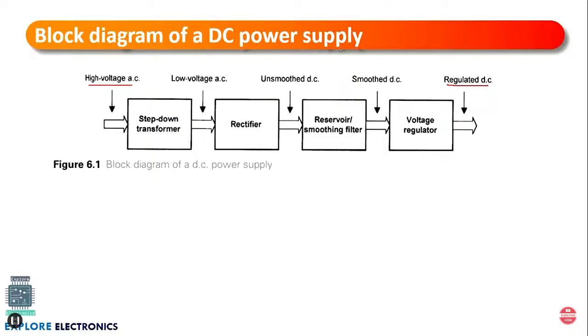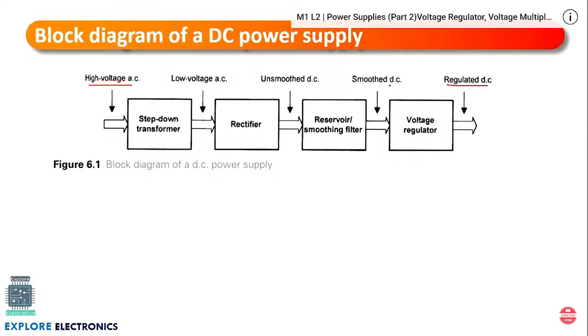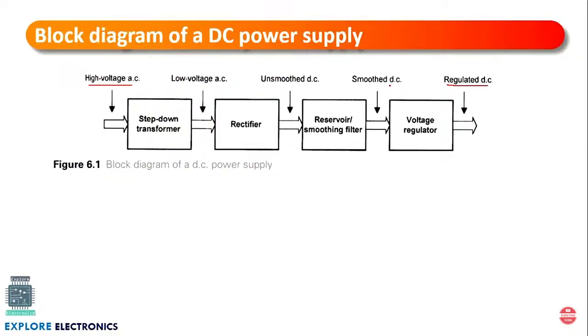Once we give the AC voltage to the step down transformer, we are going to get a low voltage AC as output of the step down transformer, and that is an input for the rectifier. The rectifier is going to convert an AC signal into DC. But the output of the rectifier will be an unsmoothed DC signal. To smooth that signal, we need a smoothing filter and a reservoir circuit. The output of that will be smoothed DC, and that will be given to the regulator to get the regulated DC output. Now let us see the blocks one by one.